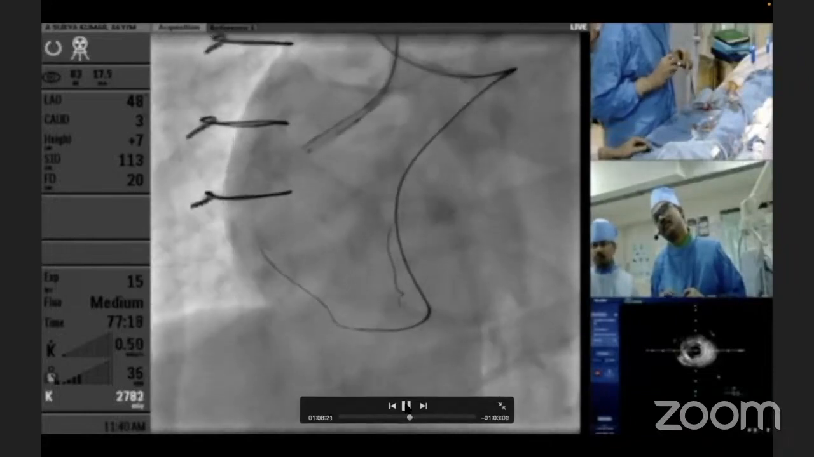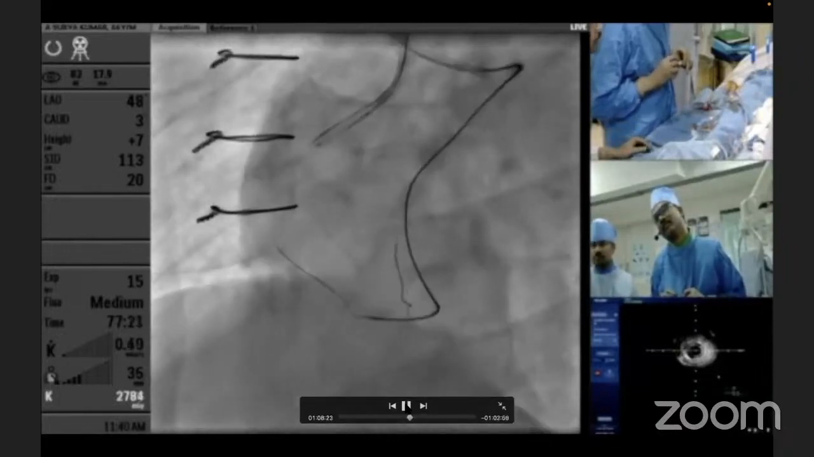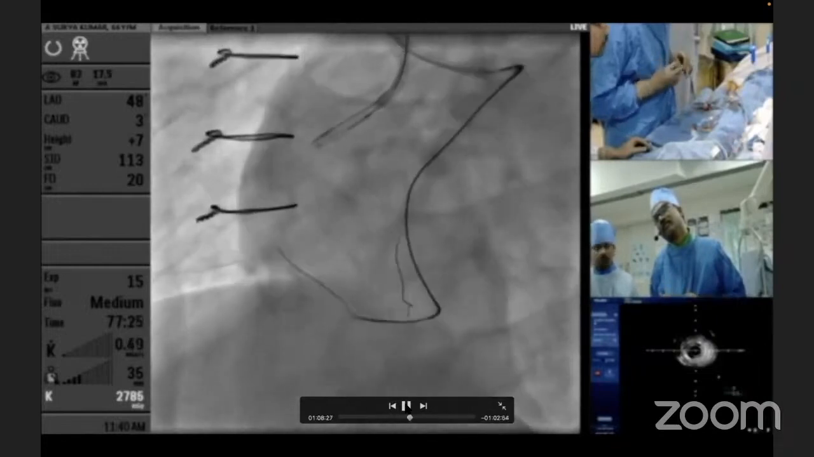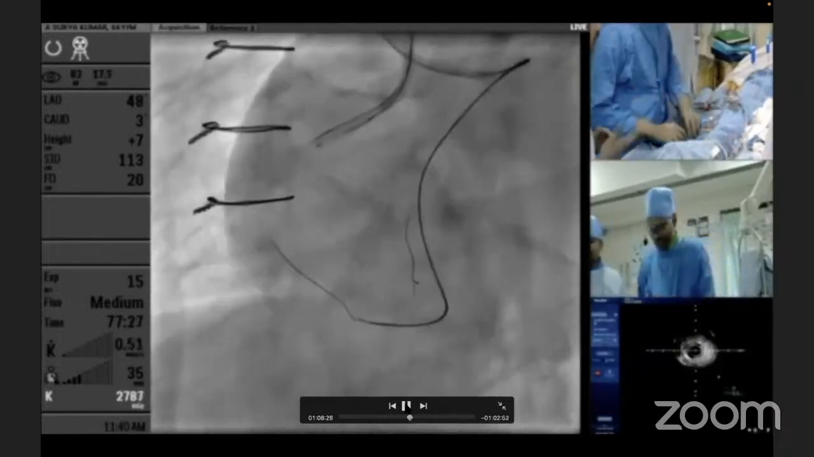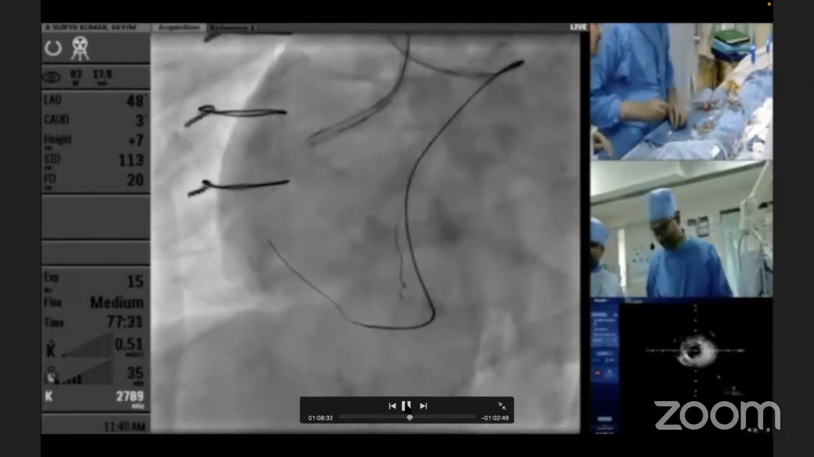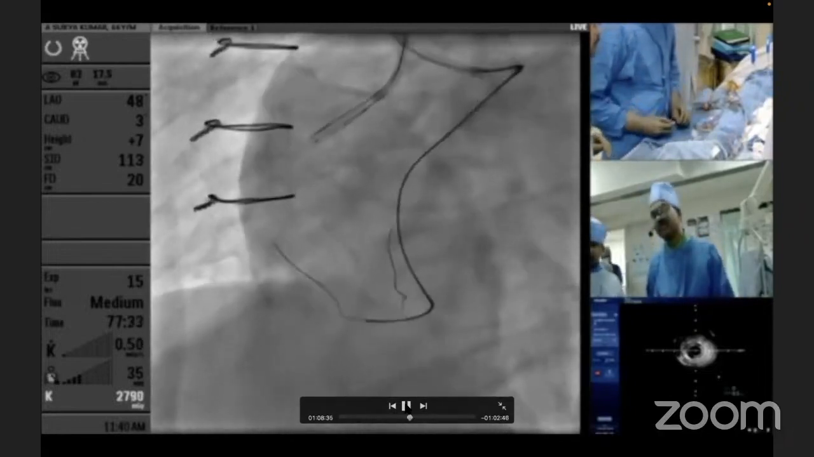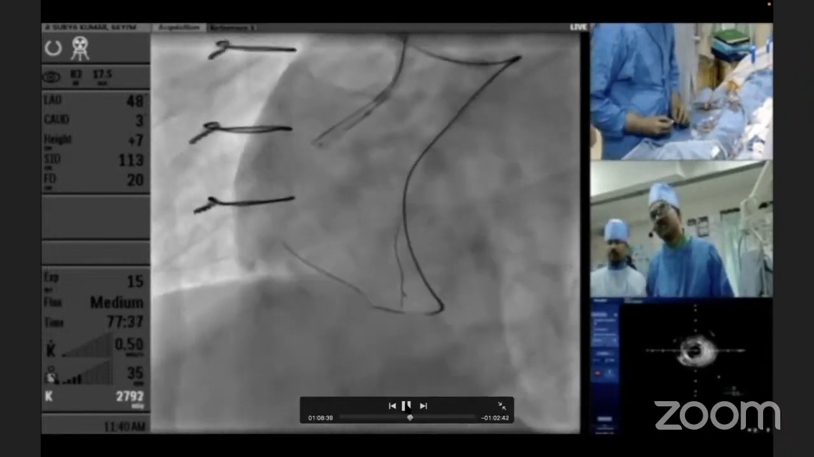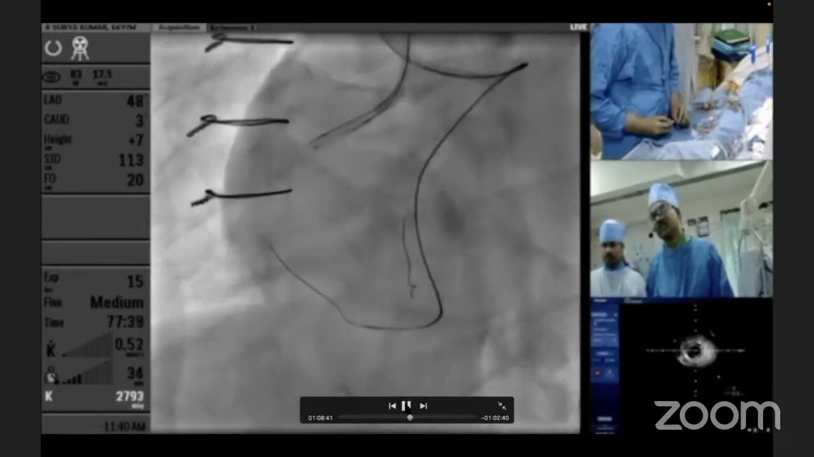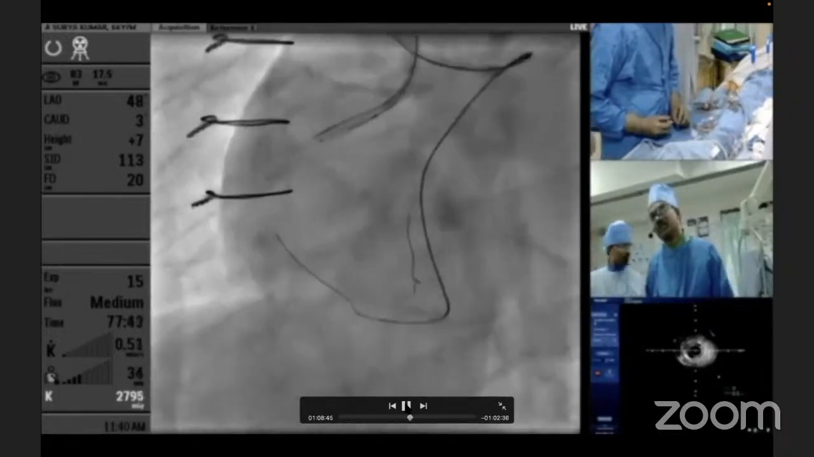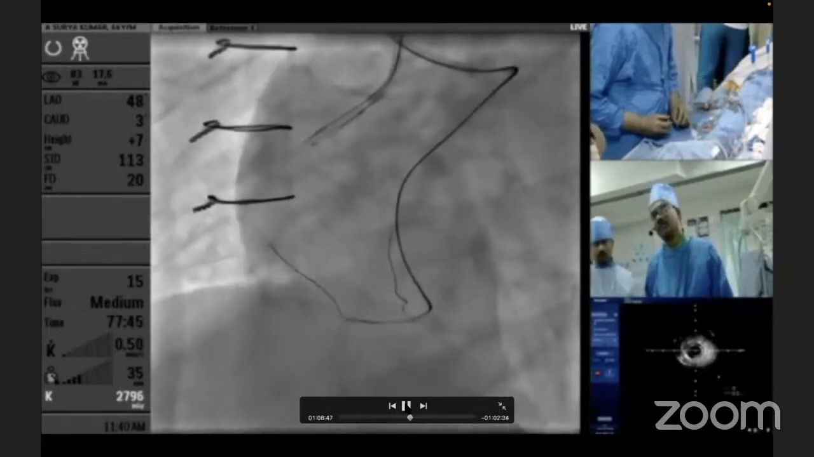Sharath, is there any sign you can suggest that you are not in the true lumen with your antegrade wire? Yes, the wire was not going freely from there. Okay. Yeah, exactly. So the wire was not going freely. And I don't want to give an injection, but even if you give an injection, it is a bit tough to understand where the wire is at that point.